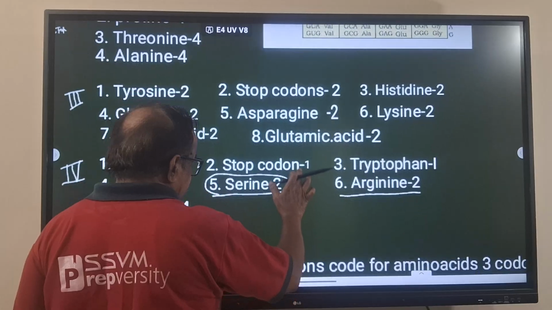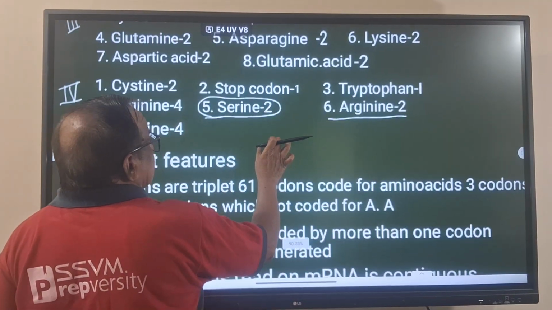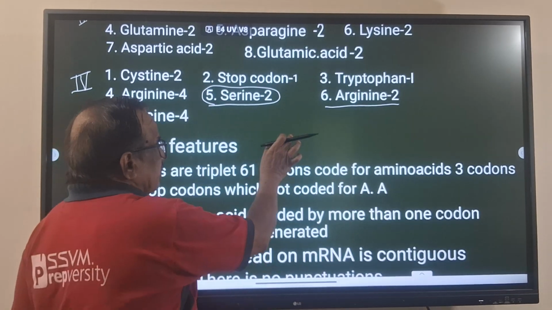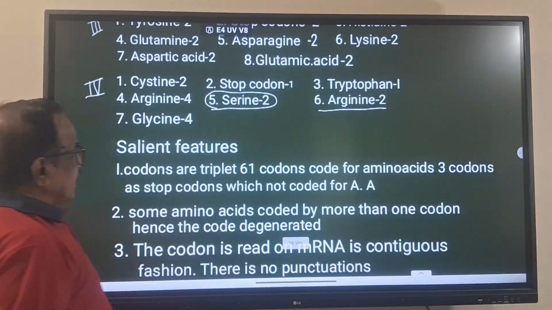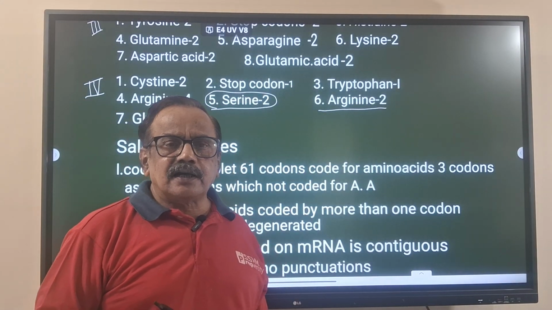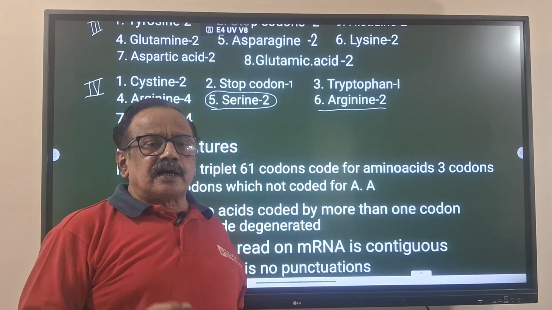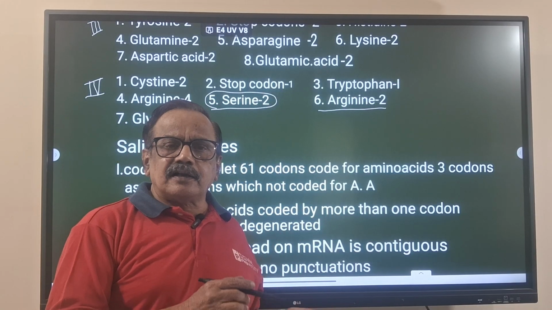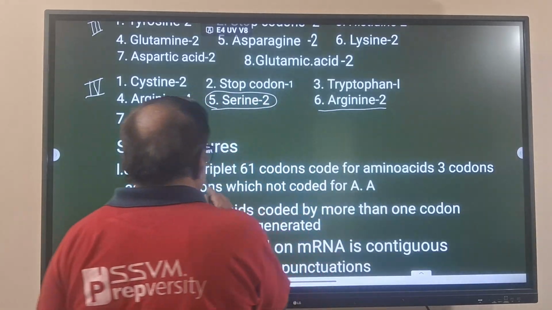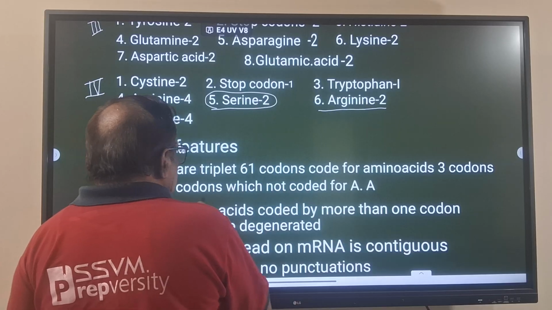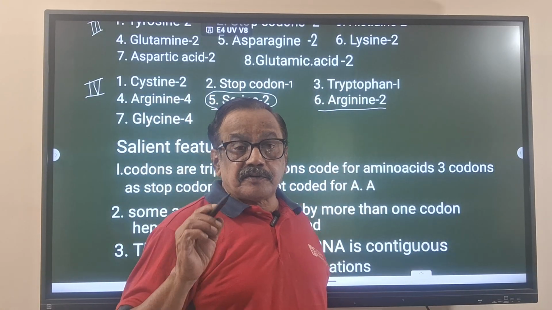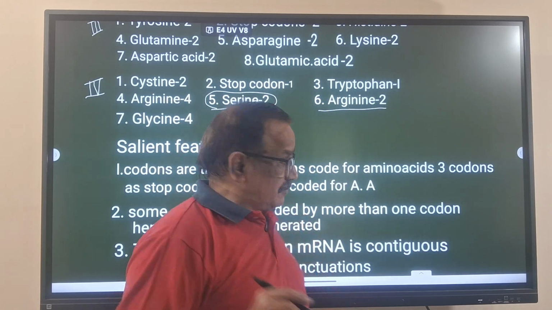Next will be these are the things, the features of the genetic code. What are the important features it is having? That is, already we discussed, that 64 codons are present in this one. 61 are coding for the amino acids, 3 are coding for stop codons, 61 and 3. And stop codons are not coding for any amino acid.